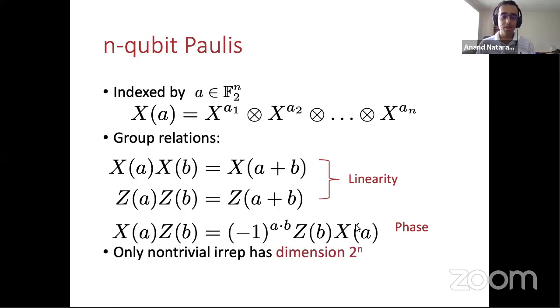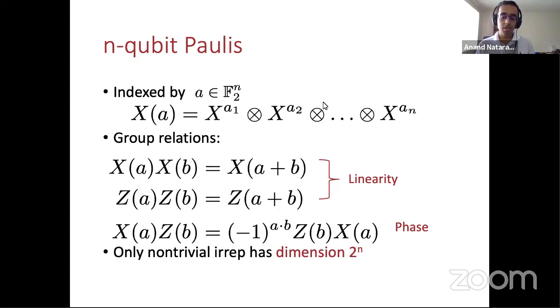Just like for the basic Pauli group, the only non-trivial irrep had dimension 2, and it was the canonical thing with the Pauli matrices. Here, the only non-trivial irrep has dimension 2 to the n, and it's also the canonical representation where you take tensor products of Pauli matrices.